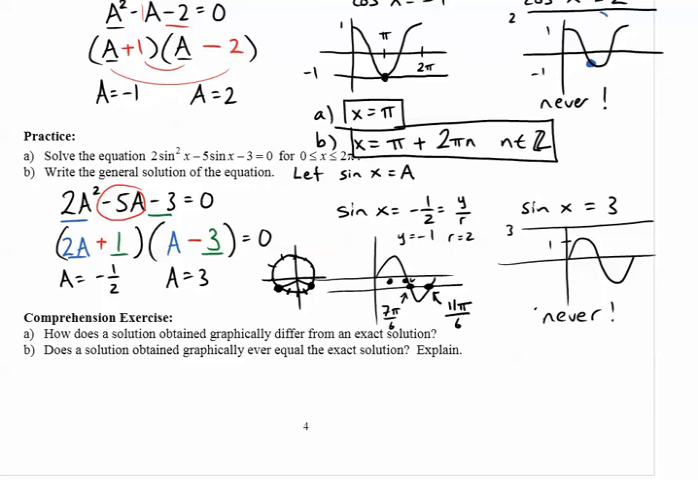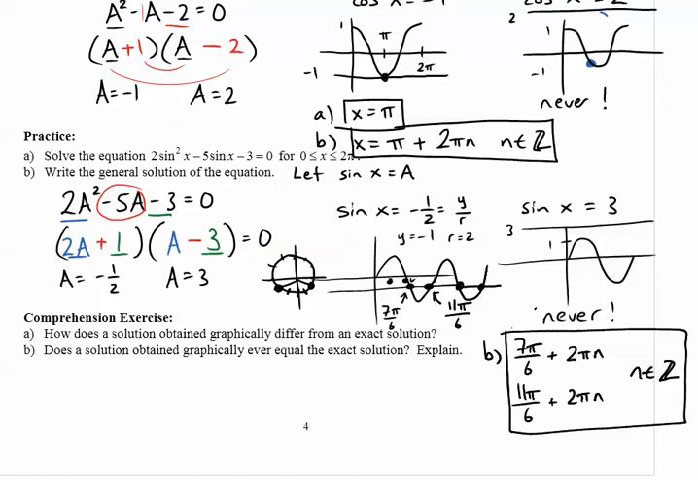Okay, so there's two solutions from 0 to 2 pi. And for my general solution, I take those two answers and add the period. Because this sine curve is going to repeat again, and I'm going to get two more answers just one period away. So when I add 2 pi, that gives me another answer. And same thing for the 11 pi over 6. If I add the period once, then I'll get another answer. And n can be either positive or negative, any integer.